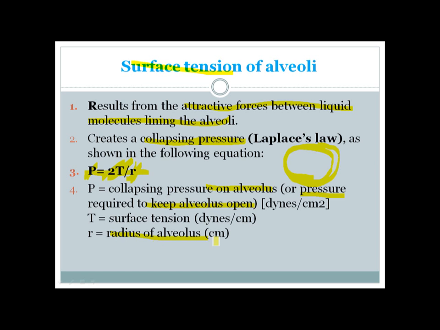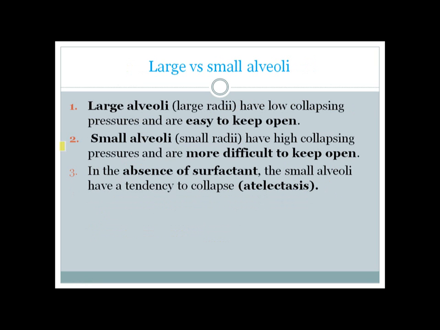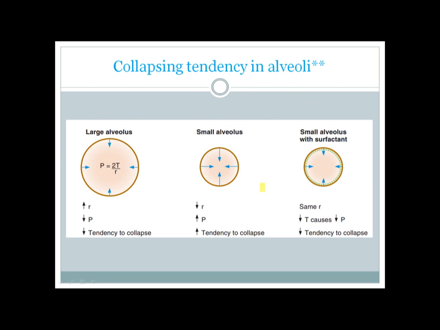to the radius of the alveolus, stating that if an alveolus is large, it will have a lower collapsing pressure, and if an alveolus is small, it will have a higher collapsing pressure. So here, as you can see, large alveoli which have a large radius have a low collapsing pressure, and that's why they are very easy to keep open, and the small alveoli which have a small radius have a high collapsing pressure and are more difficult to keep open, and that's why you need surfactant. In the absence of surfactant, the small alveoli have a tendency to collapse, which is also called atelectasis.